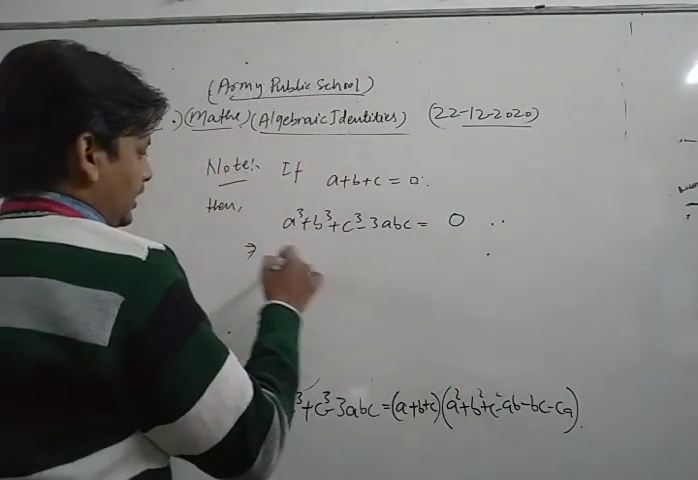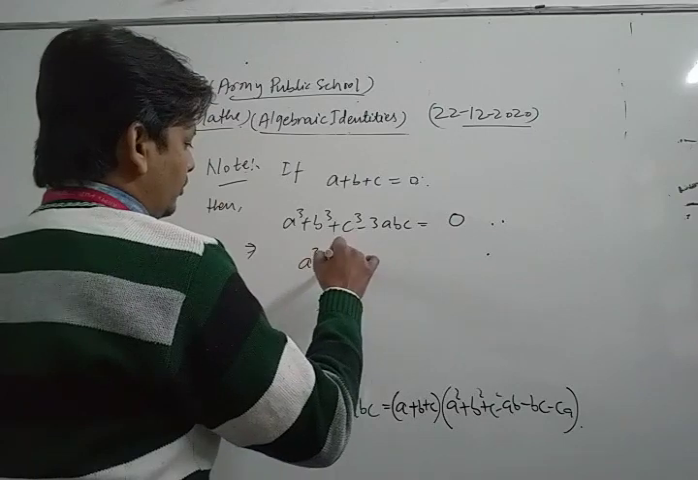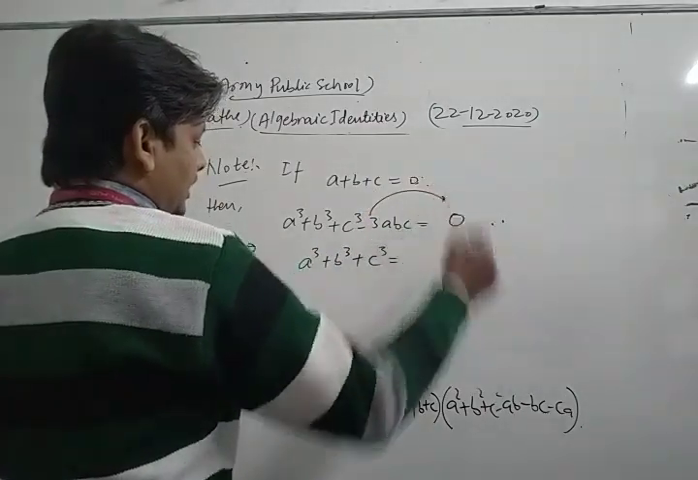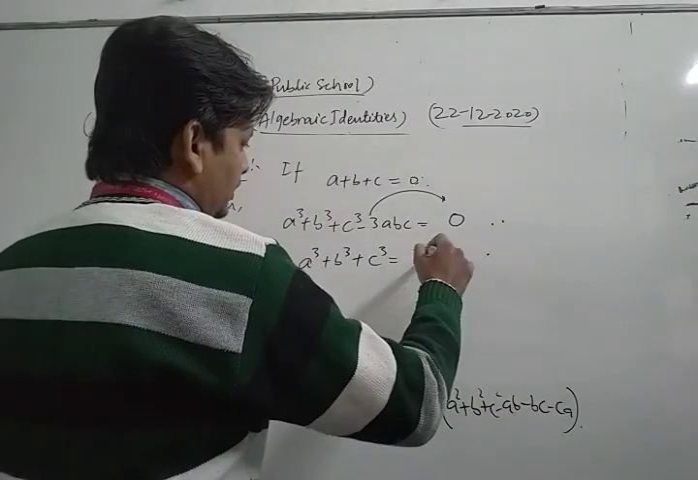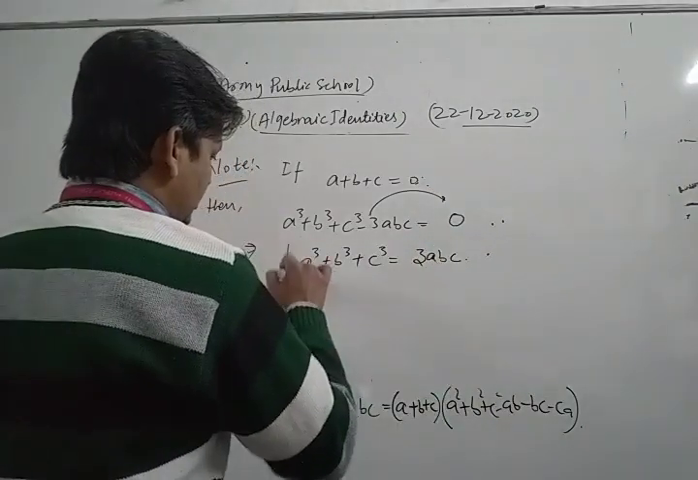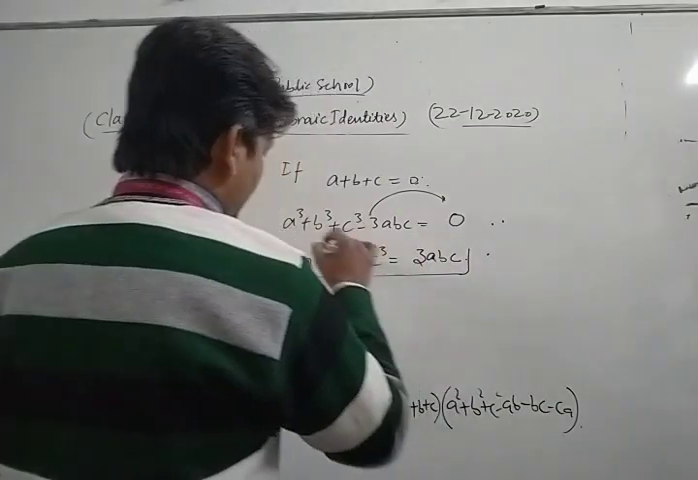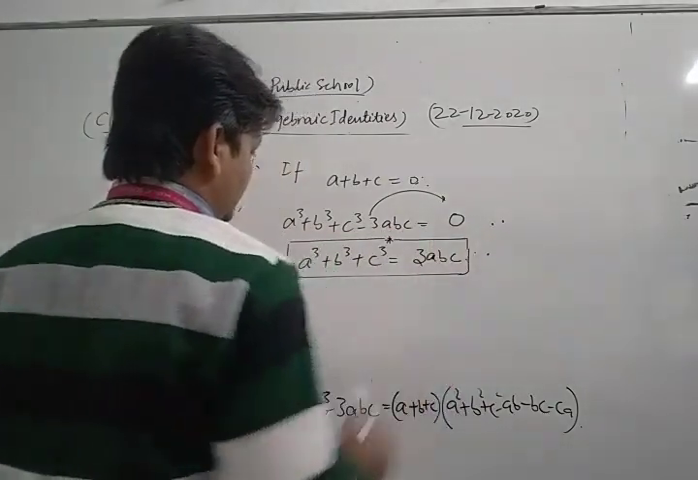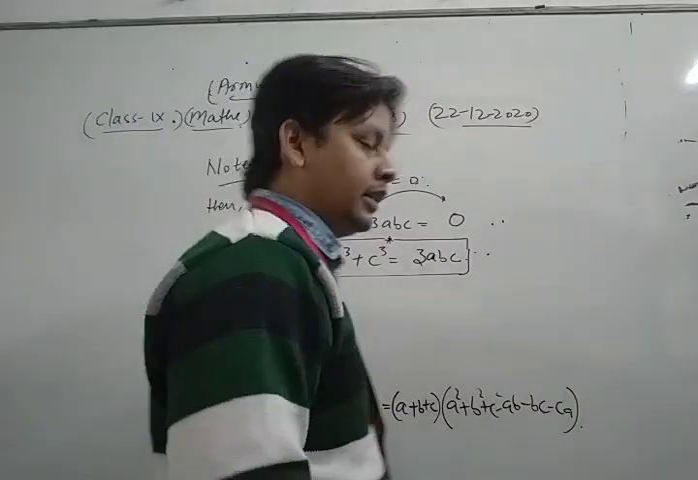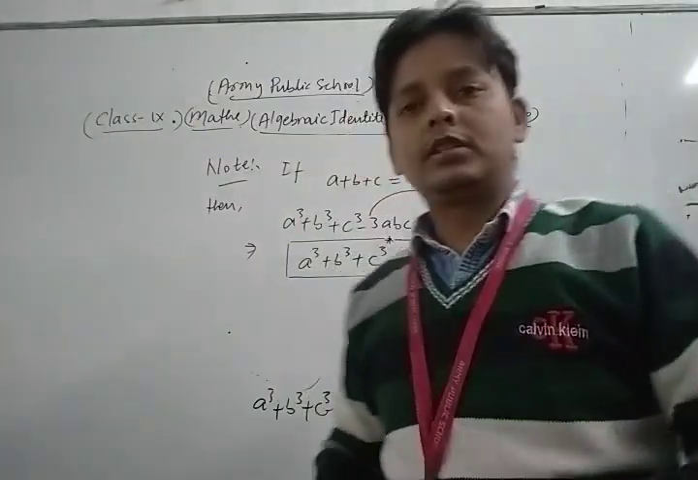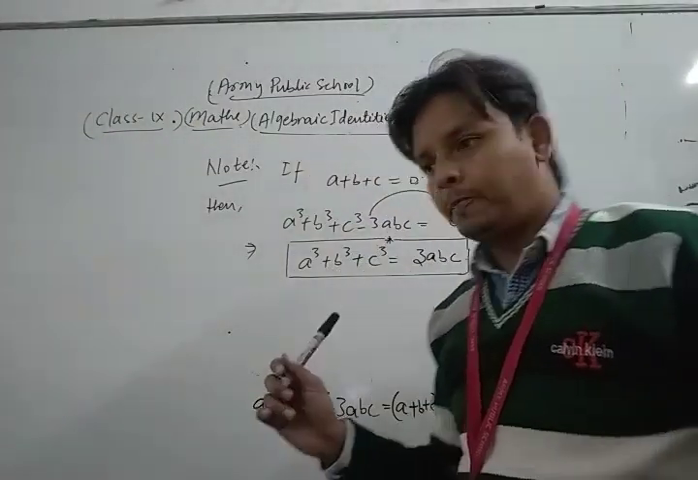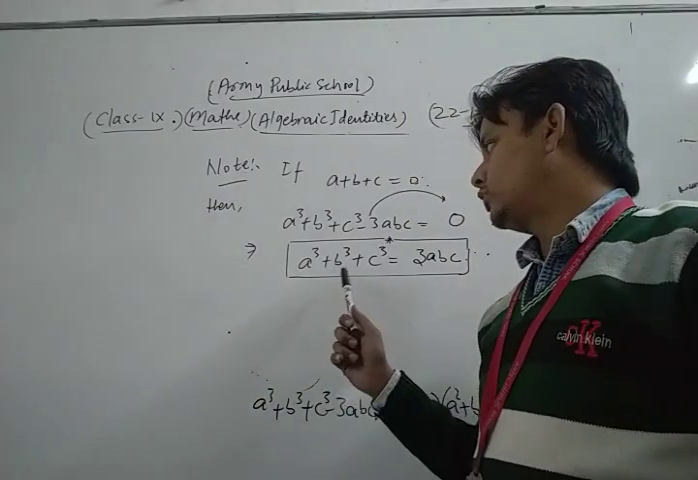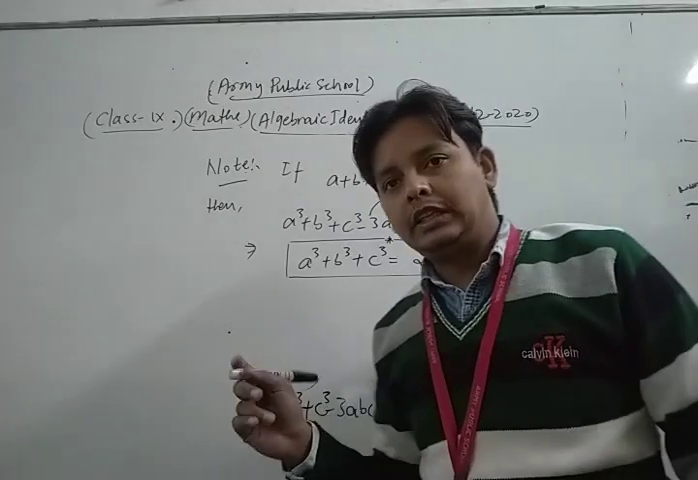Now we can write the value of a cube plus b cube plus c cube is equal to minus 3abc; transferring to the other side, we get plus 3abc. This is one of the most important results, a very important result. The value of a cube plus b cube plus c cube is equal to 3abc.